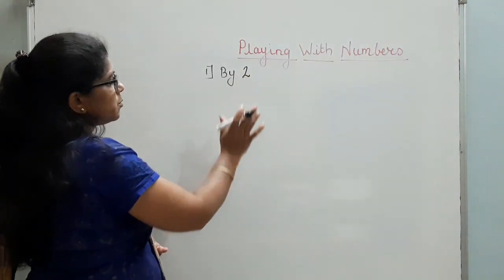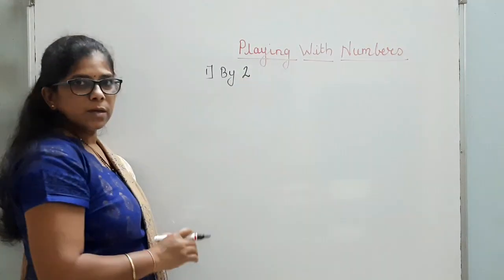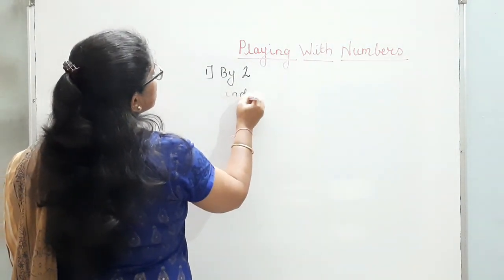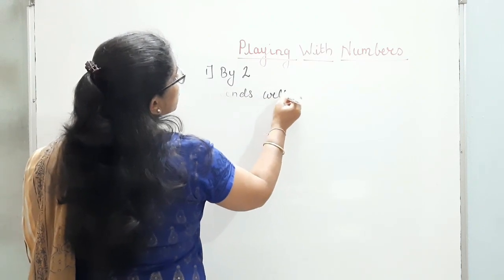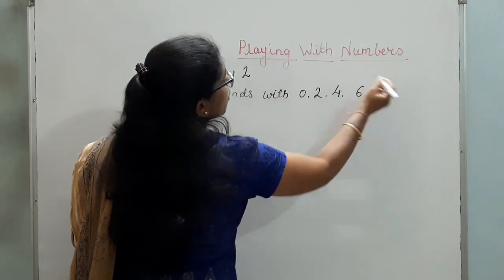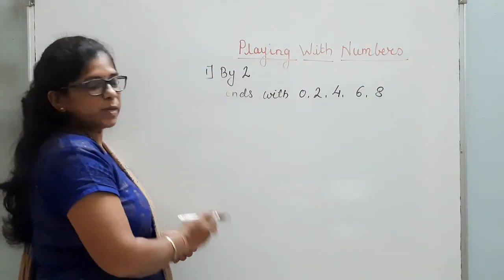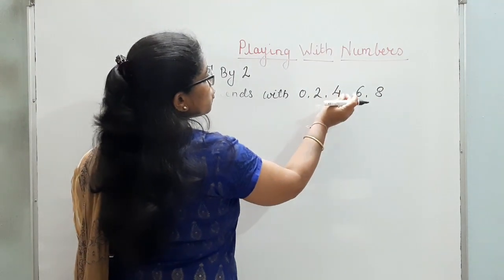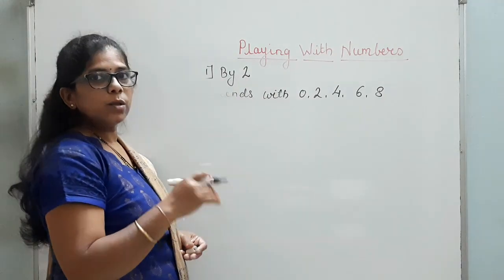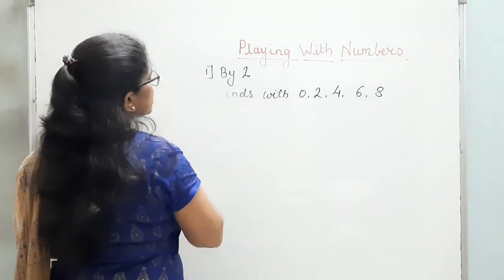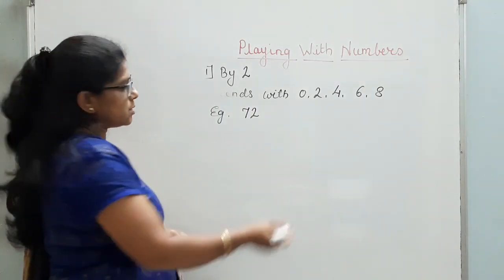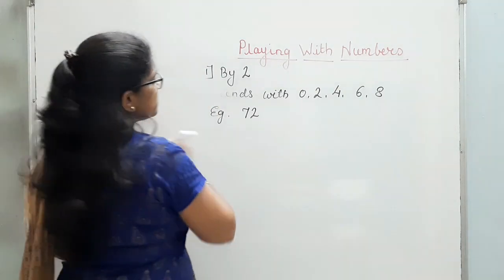First, whether the given number is divisible by 2 or not. It's a very simple thing. If the given number ends with 0, 2, 4, 6 or 8, that means the digit in the units place is 0, 2, 4, 6 or 8, the number is divisible by 2. Or we can say all the even numbers are divisible by 2. For example, 72. Yes, the digit in the units place is 2. It is divisible by 2.